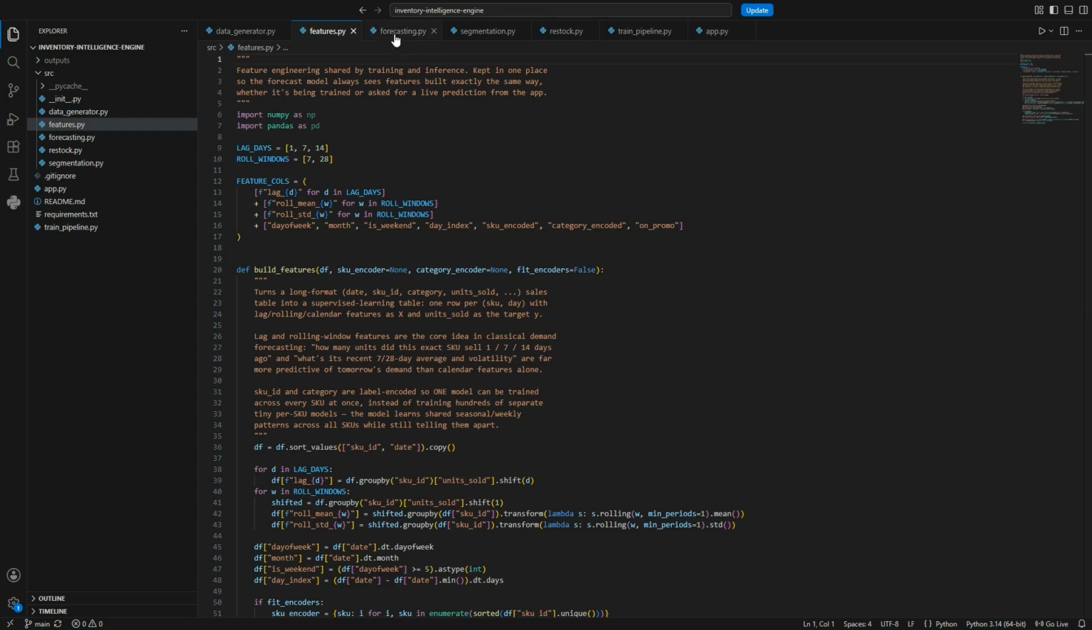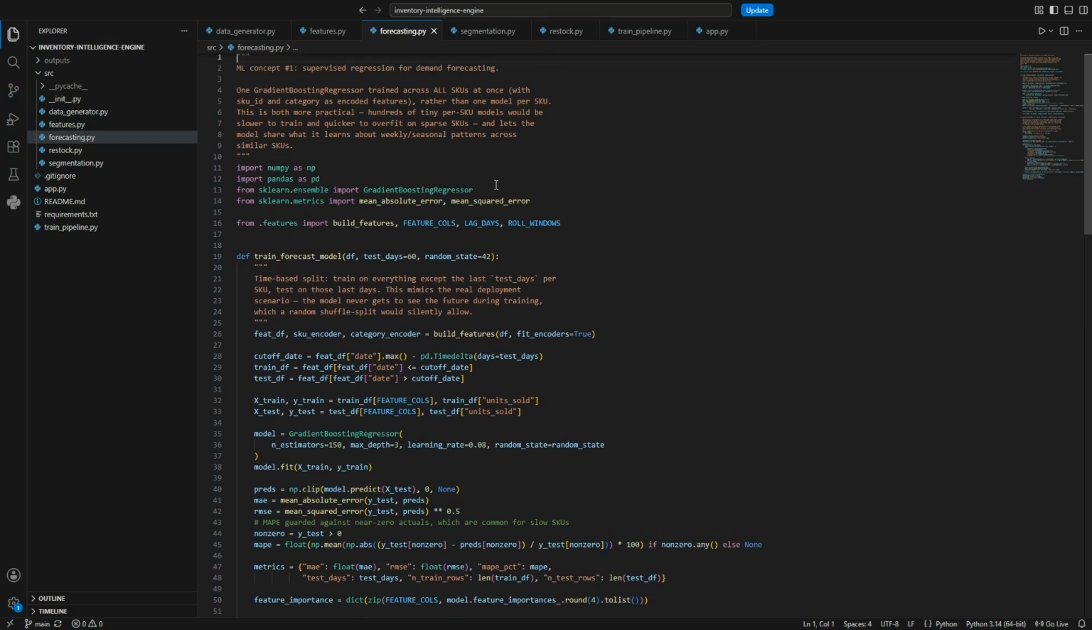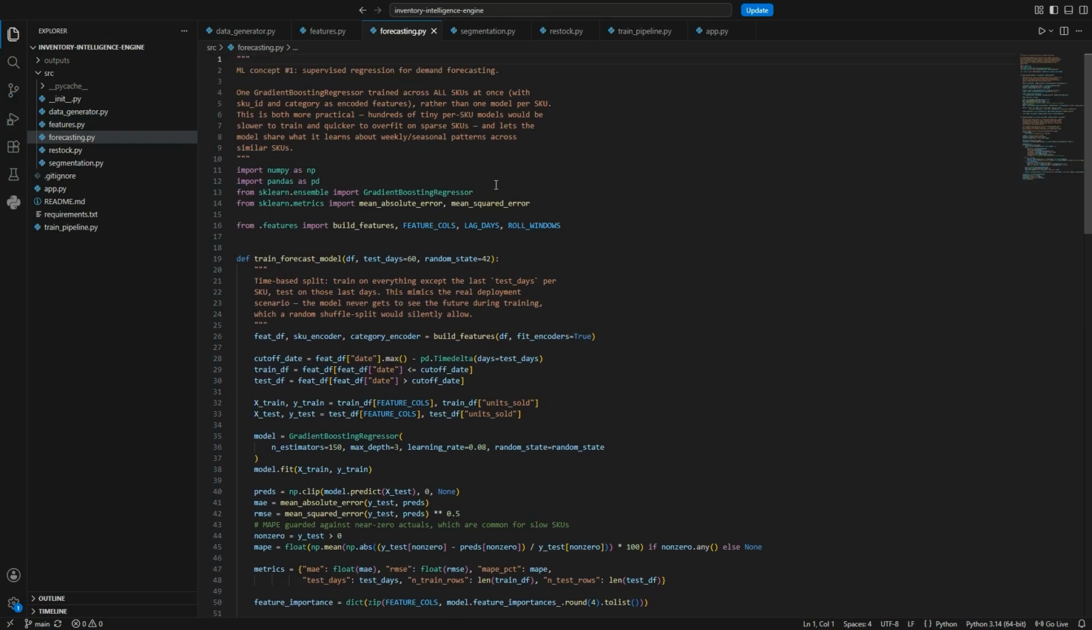The next one is forecasting.py. So this is ML concept 1, the supervised regression. One gradient boosting model trained across all 60 SKUs jointly, not one tiny model per SKU. So it shares what it learns about seasonality across similar products. It's evaluated with a time based split, training on the past, testing on the most recent 60 days, and it forecasts multiple days ahead recursively. Predict day 1, feed that back as an input, predict day 2, and so on.